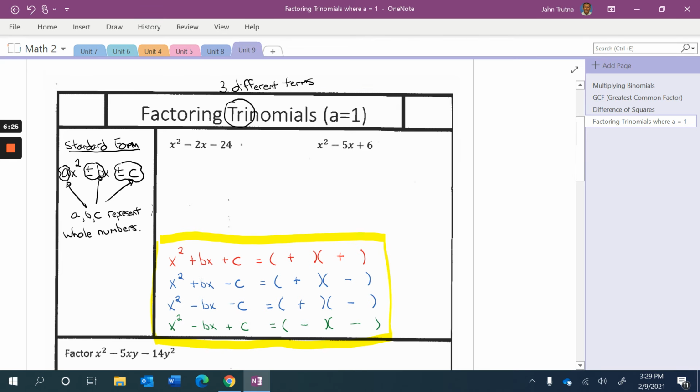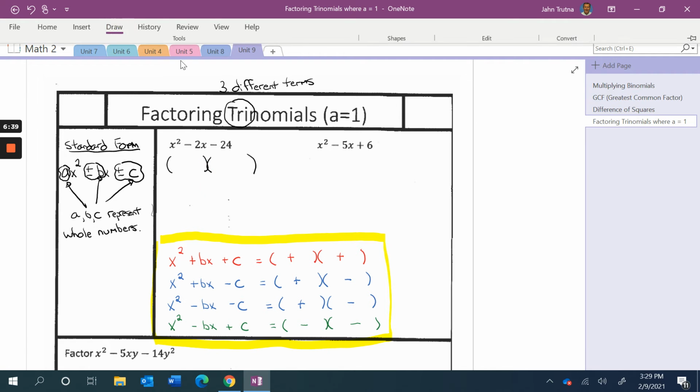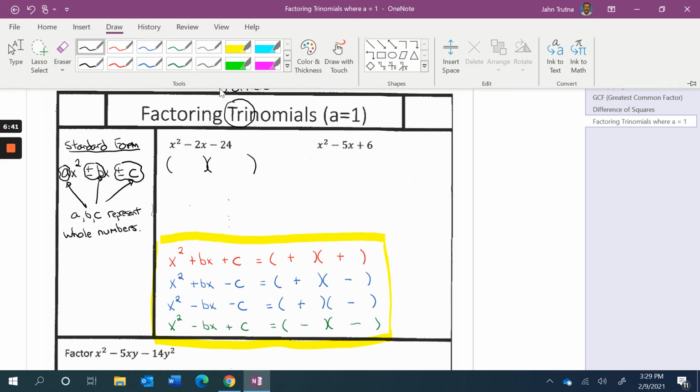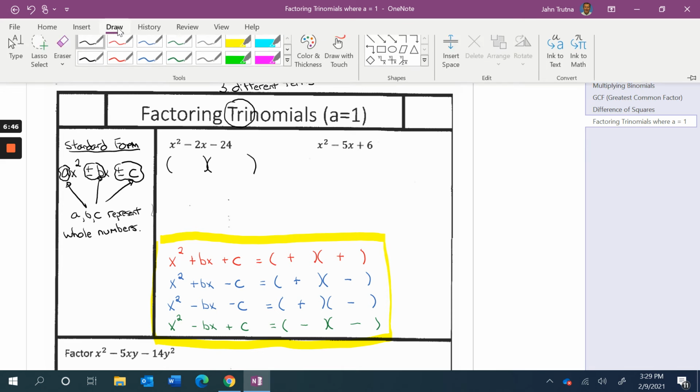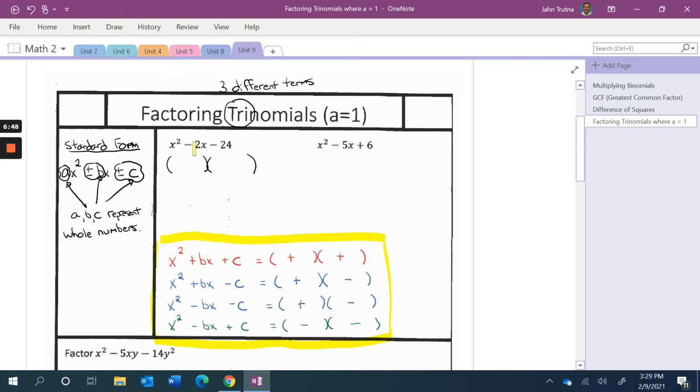So the first thing is a trinomial will always factor into two sets of parentheses, and both parentheses will actually turn out to be binomials. Now, let's look at the x squared minus 2x minus 24 here. Notice it is what we call a minus trinomial, okay? Why is it a minus trinomial? Well, look right here. We got a minus.